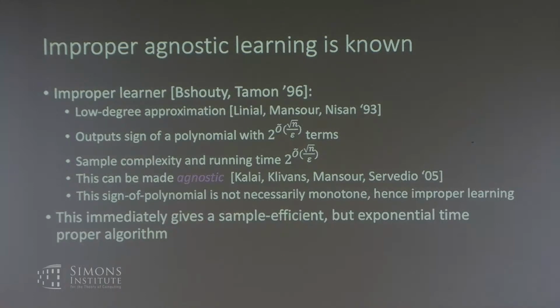This immediately yields a sample efficient algorithm, but it's really, really time expensive. What you do is you learn the improper hypothesis and then you enumerate all the monotone functions and pick the closest one.